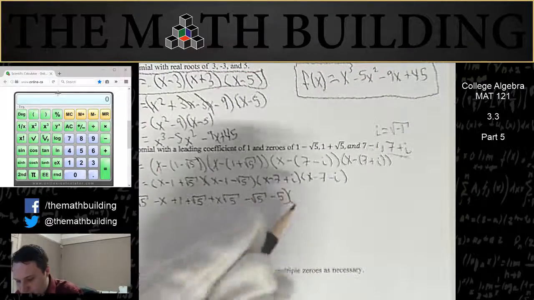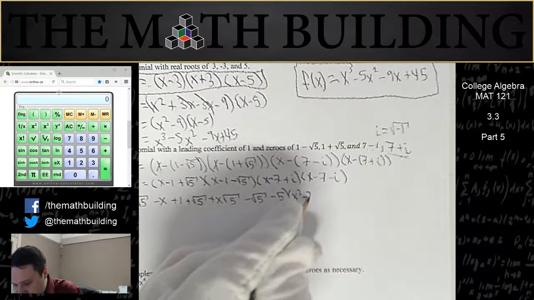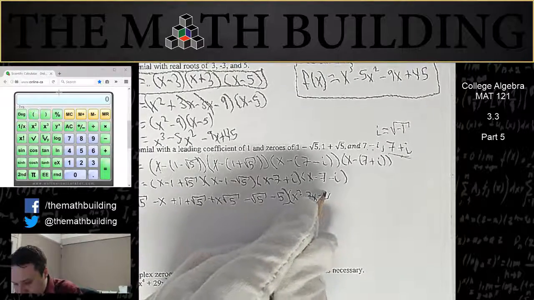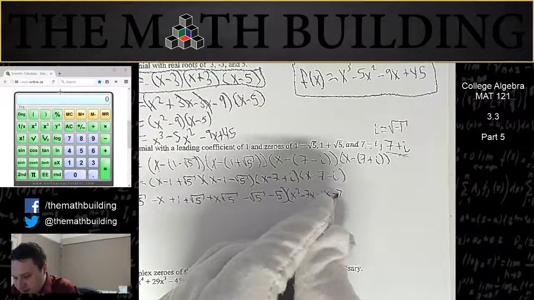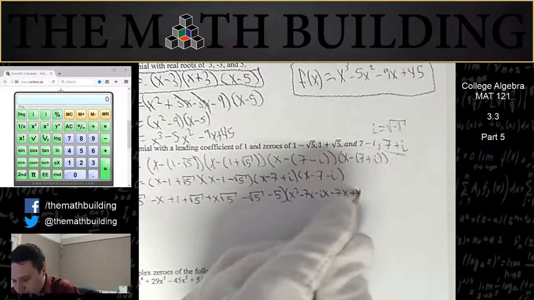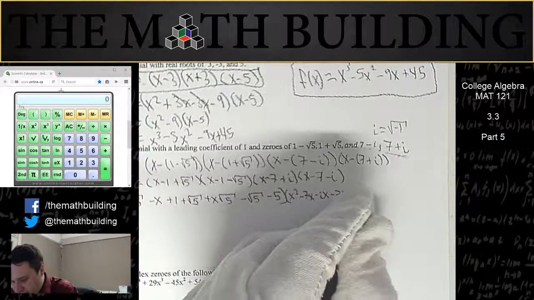It's kind of similar. X times x is x squared. X times negative 7 is negative 7x. X times negative i is negative ix. Next part, negative 7 times x is minus 7x. Negative 7 times negative 7 is plus 49. Negative 7 times negative i is plus 7i.